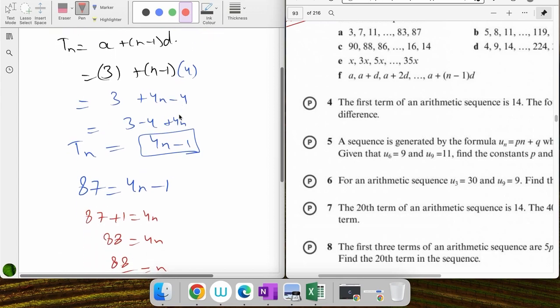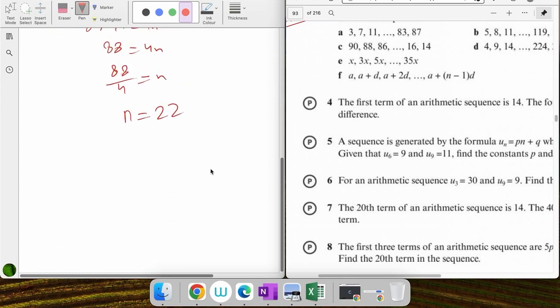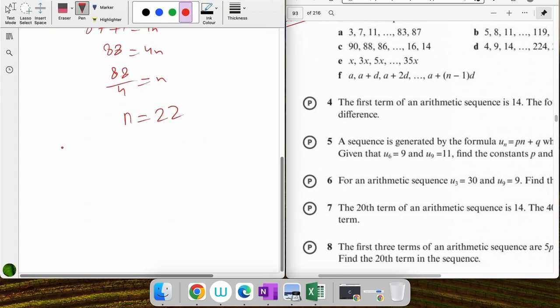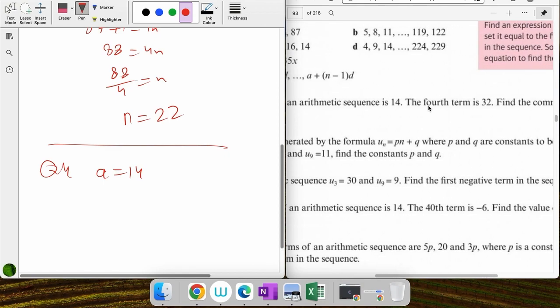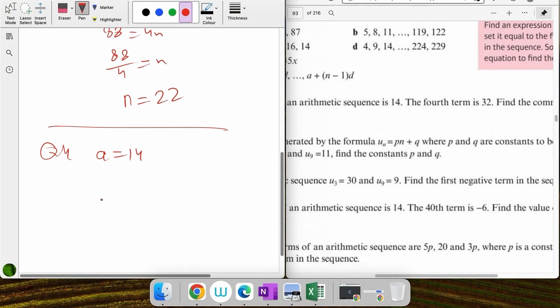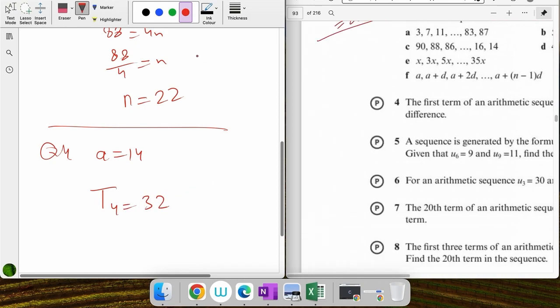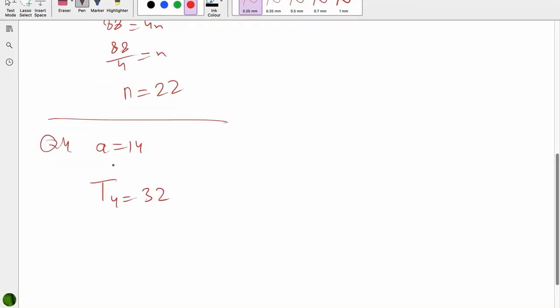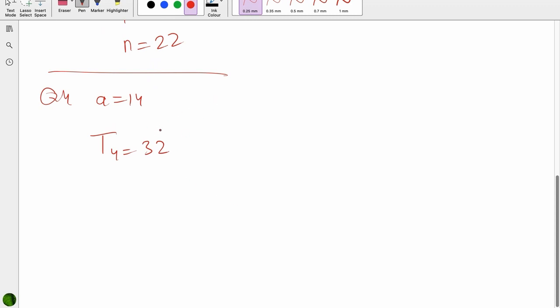Question number 4 says the first term of an arithmetic sequence is 14. So a is equal to 14. The fourth term is 32, so I'm writing term 4 is equal to 32. Find the common difference. So I have a equal to 14, the fourth term is given and I have to find the common difference.